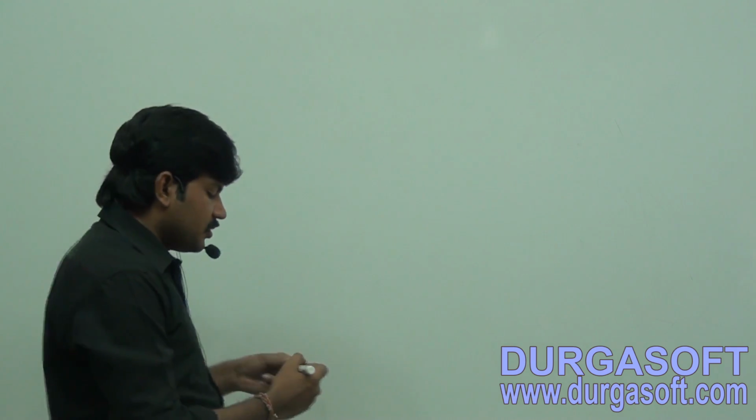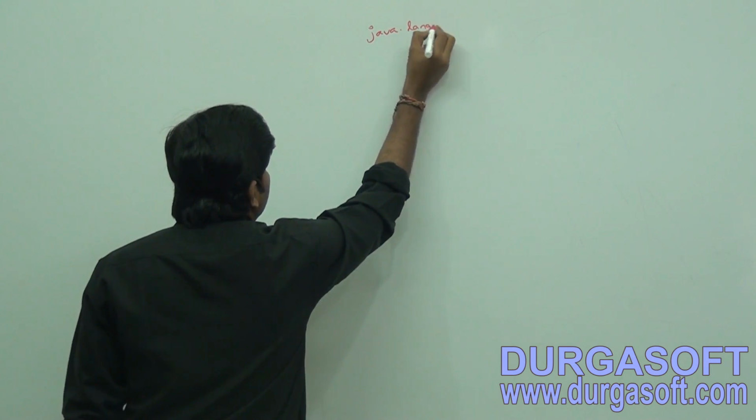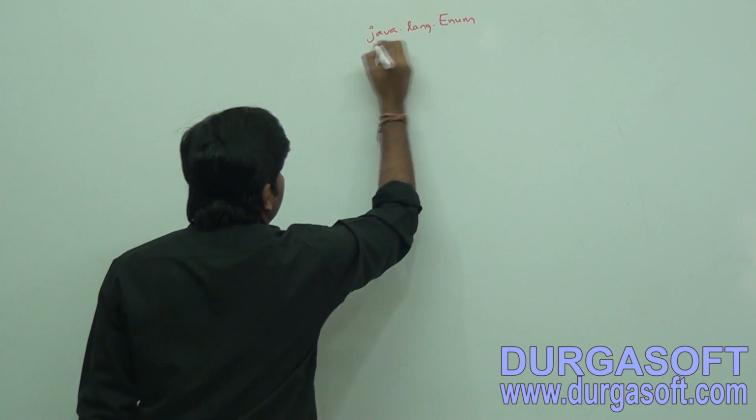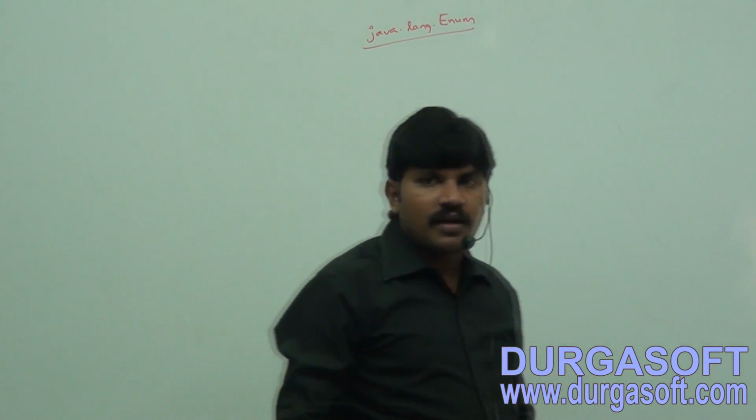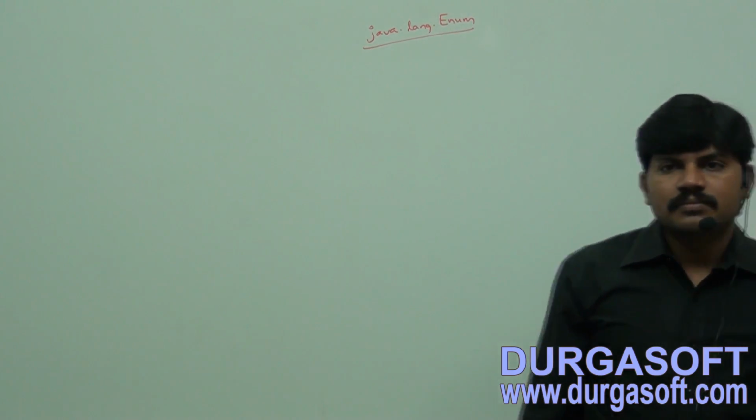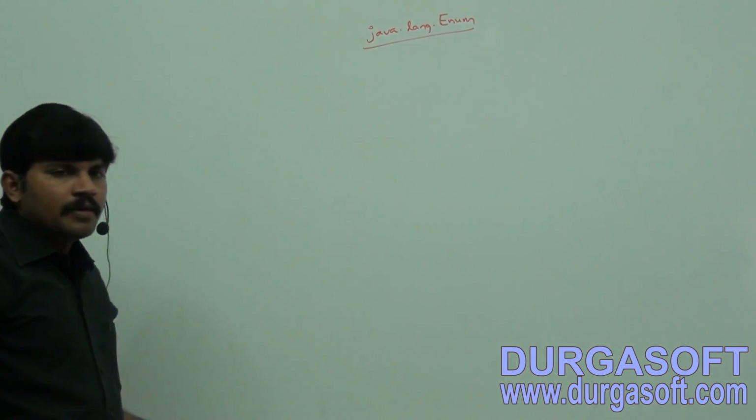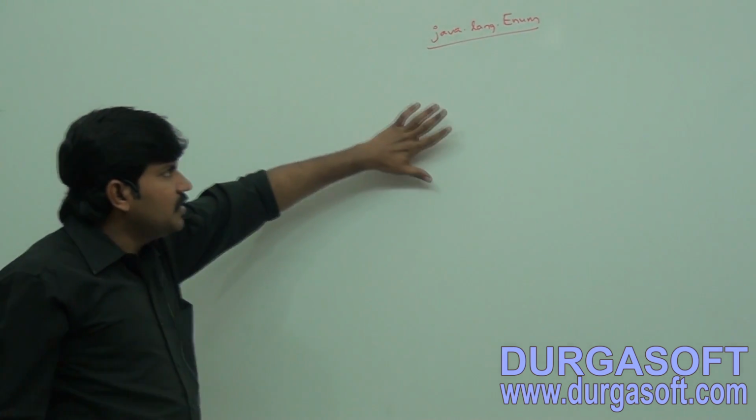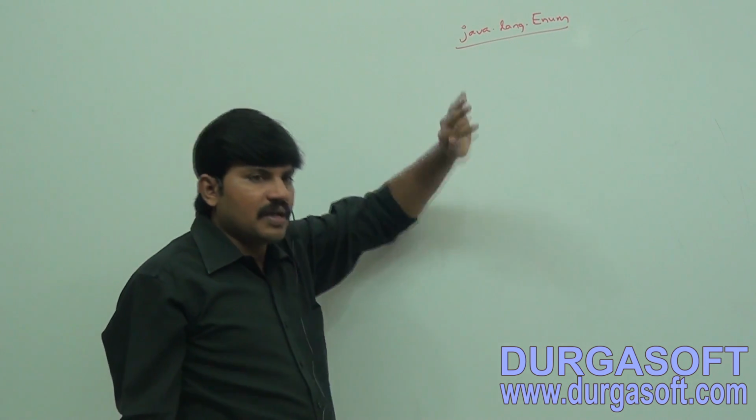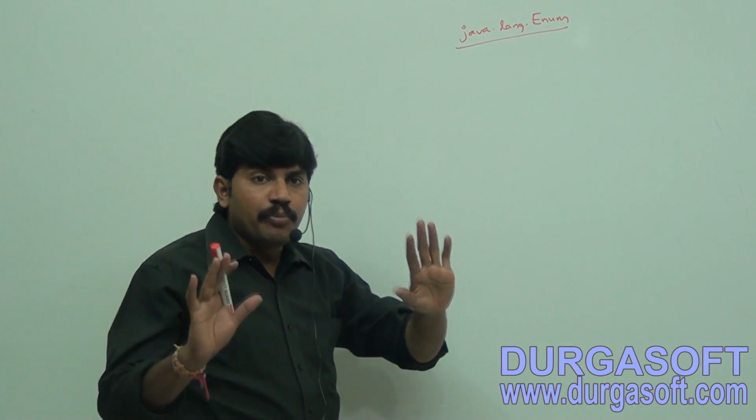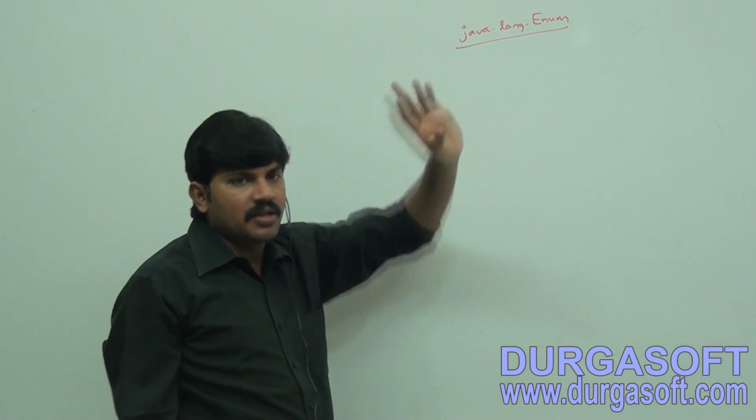Let me talk about java.lang.Enum. A few conclusions. Every enum in Java is a direct child class of java.lang.Enum, and hence this class acts as a base class for all enums. Are you getting that?